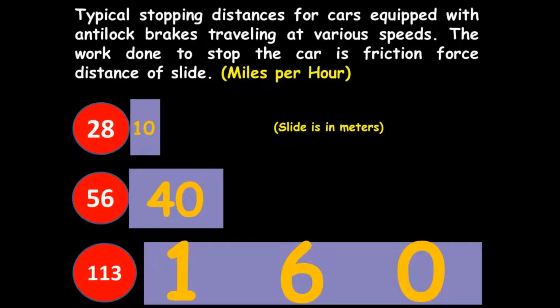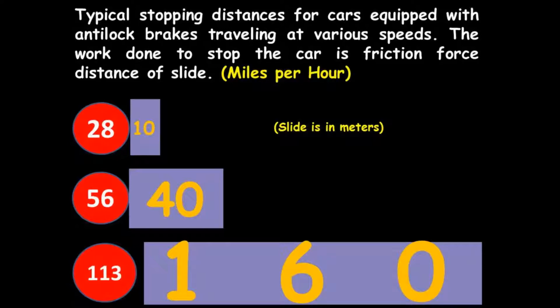Typical stopping distances for cars equipped with anti-lock brakes traveling at various speeds. The work done to stop the car is friction force times distance of slide, miles per hour. That's a little confusing. This is out of the text. If it's anti-lock brakes, it's not going to slide, but either way. Now, you have 28 miles an hour. It's going to have a stopping distance of 10. That's going to be the slide in meters. So, is it going to be 10? We're going to say it's 10.